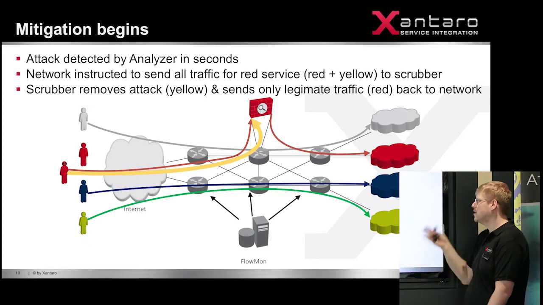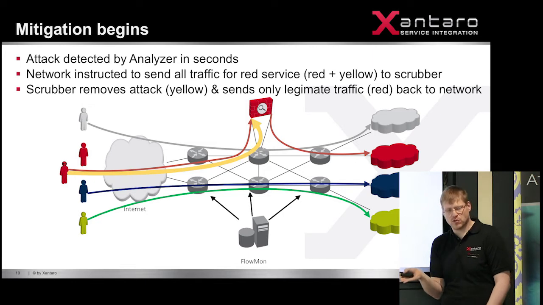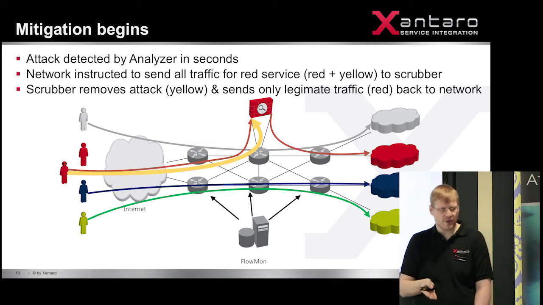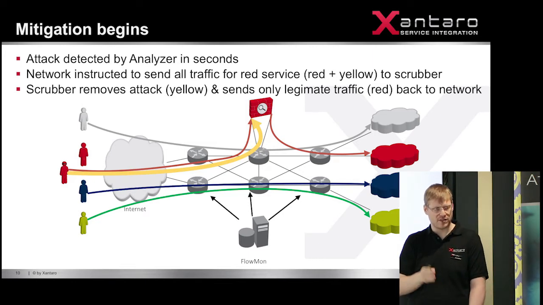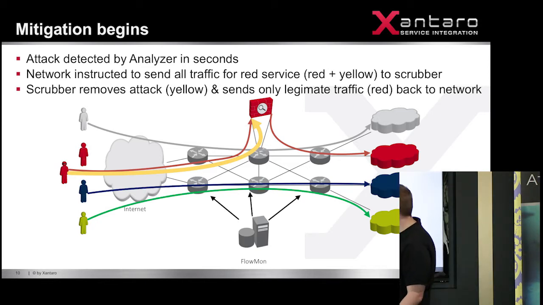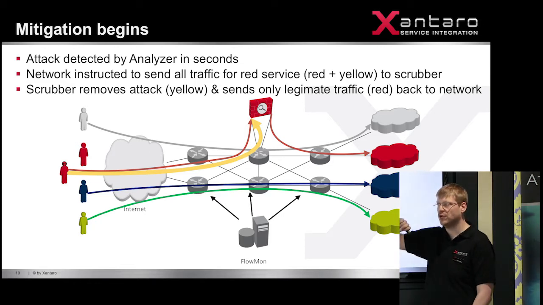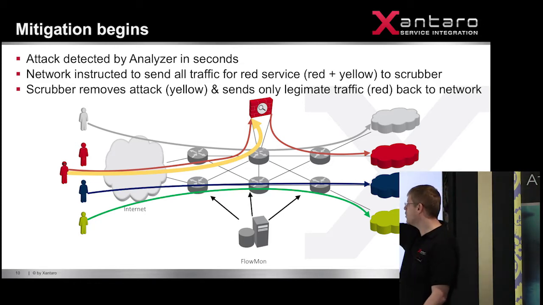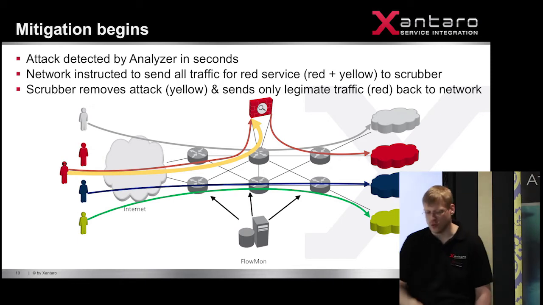Due to the fact that we are redirecting destination IP addresses, not only the attack, but also the good traffic will be redirected via the TPS. So the red traffic, which was the original good traffic, will also be redirected, but the TPS is configured in a way that it will not scrub the good traffic. The good traffic will be sent back to the network.